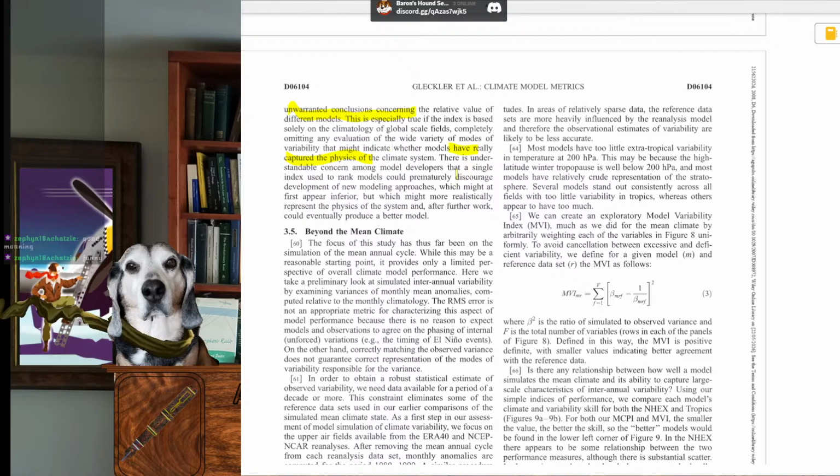There is an understandable concern among model developers that a single index used to rank models would prematurely discourage development of new modeling approaches, which might at first appear inferior, but which might more realistically represent the physics of a system and after further work might produce a better model, right? So yeah, the clarity about goals is important, and you don't want to have people come up with a model, run this single evaluation method, say, oh, no, this model's no good, and then not explore how it might be improved, right?